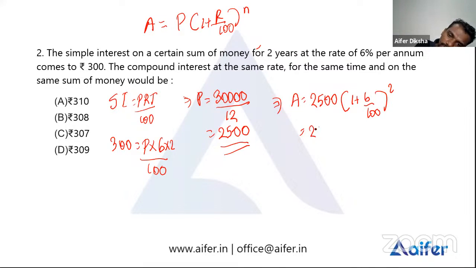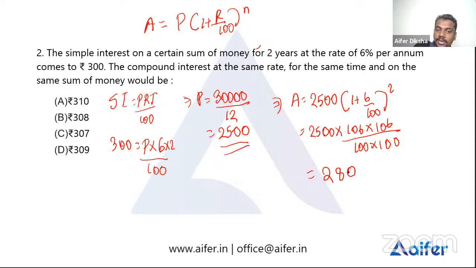So we have 2,500 into 106 into 106 by 100 into 100, which will give you 2,809. You have the total amount as 2,809.